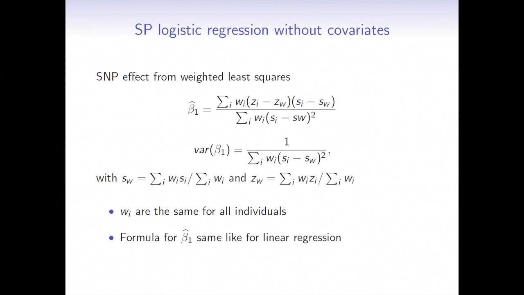So I start with the case for a model without covariates. Here I explicitly write the solution for weighted least squares and for the standard error. And if we don't have any covariates, all the weights are the same for all individuals. So Wi can go in front of the summation, and a lot of things are simplifying, and then you can easily see that the formula for the beta is exactly the same as for linear regression, and the formula for the standard error is actually even simpler.